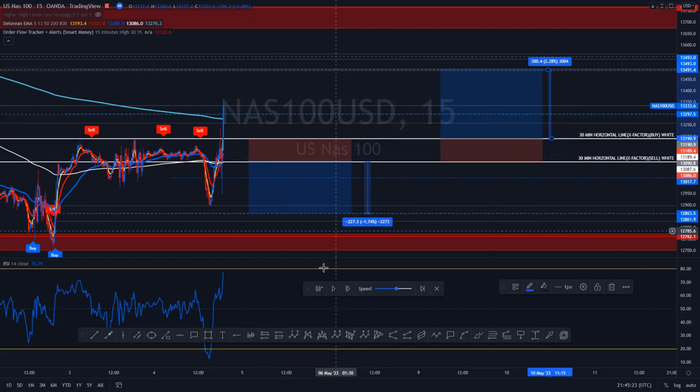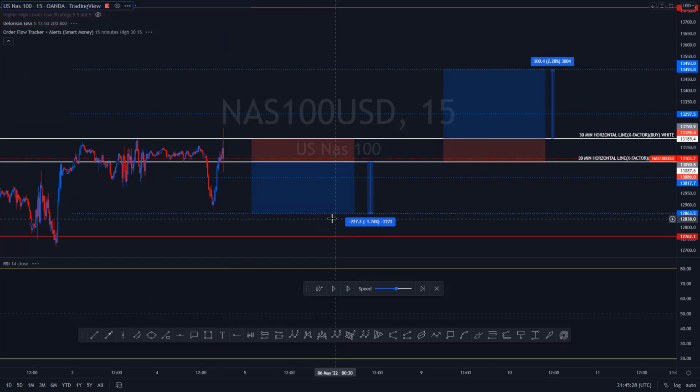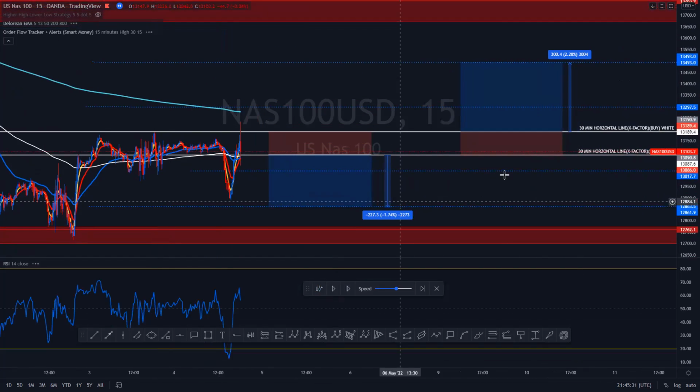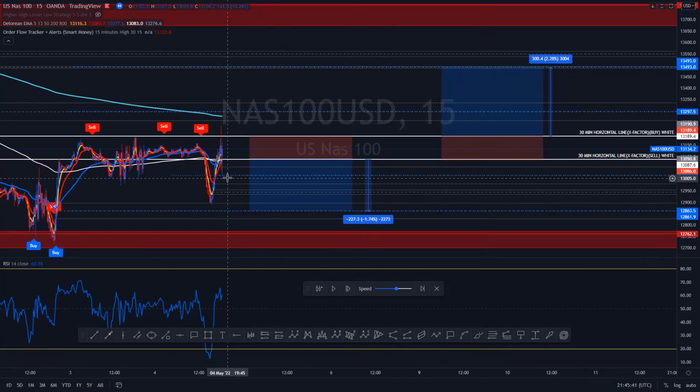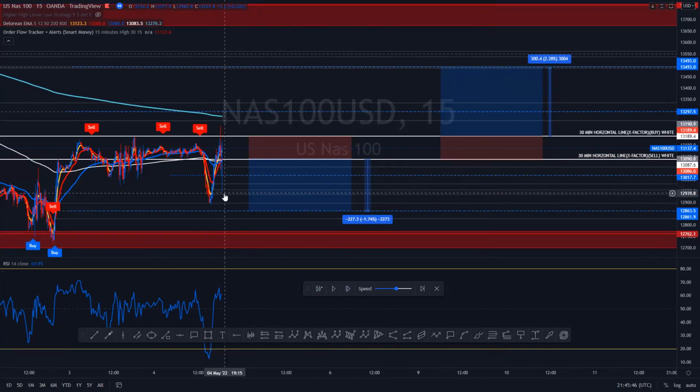Now, you can see previously here, and remember what I talked about, let me just go back a little bit. You see all this imbalance here. There was an imbalance here, right? So what did they do? They came back and tried to fill half of this imbalance. They bought it down, and this wick touched this imbalance and took it out. So they were actually trying to mitigate this imbalance move before they decided to push price up. So you can see the power of trading imbalances in the market.